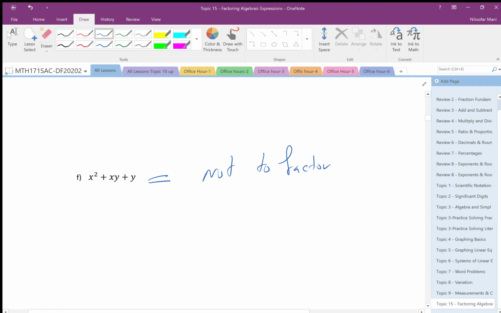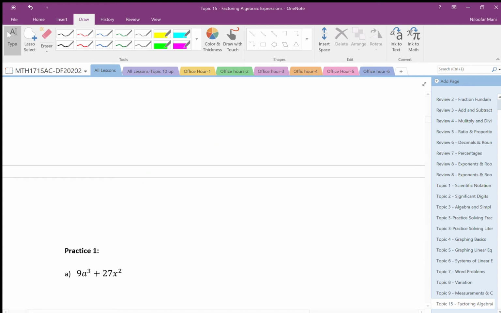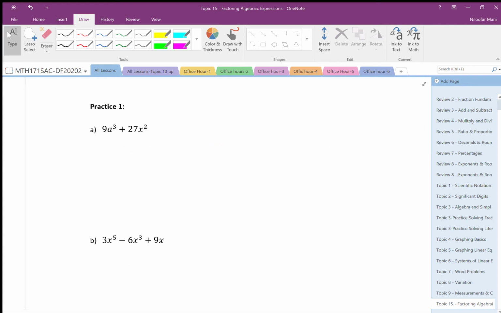Unless I tell you x is, for example, 2 and y is 8, and then you see, oh yes, I can, because I have a number and then I can factor that number. That's different. But when I see x squared and xy and y, of course no, because I don't see anything in common. What do you see in common here? Here I see 9, so 9a cubed plus 3x squared.